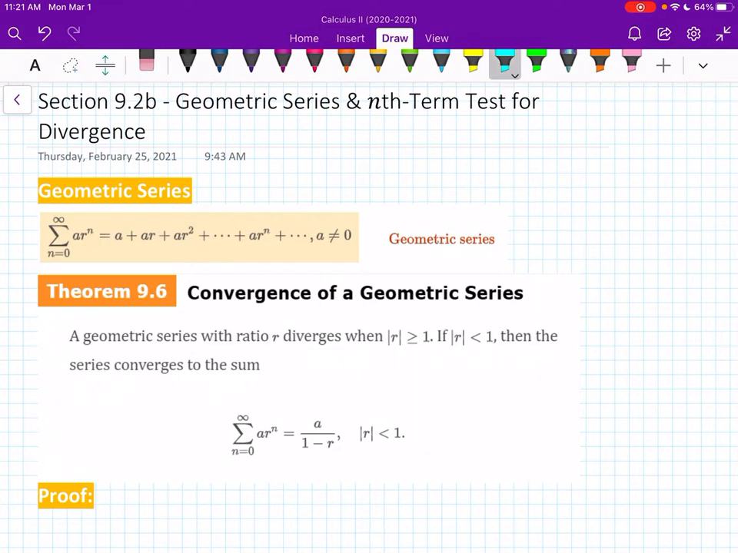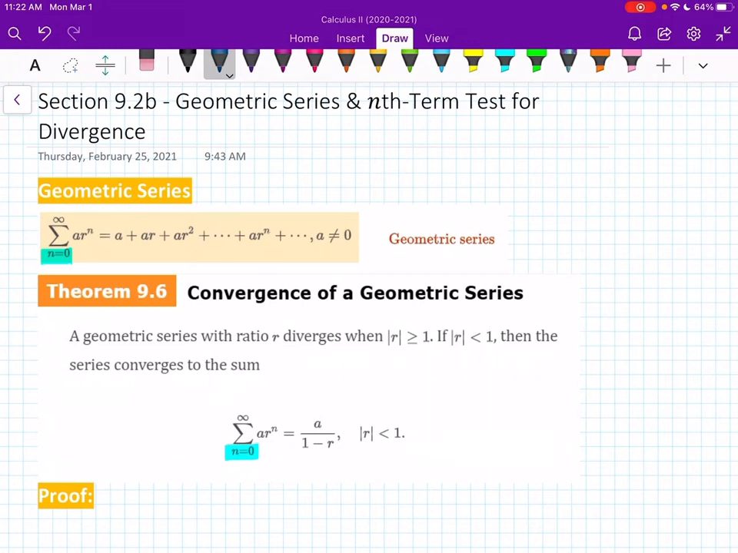One thing to note here is we've usually been starting with our first term being at n equals 1, but with a geometric series we typically start at n equals 0. So here's our theorem. Our theorem says a geometric series with a ratio r diverges when the absolute value of r is greater than or equal to 1. And if the absolute value of r is less than 1, then the series converges to the sum, and it gives us the formula for the sum. Now this formula starts at n equals 0. If you started at n equals 1 and you wanted that sum, you would just have to subtract off that first term from this formula. So just make sure you're paying attention to those indices.